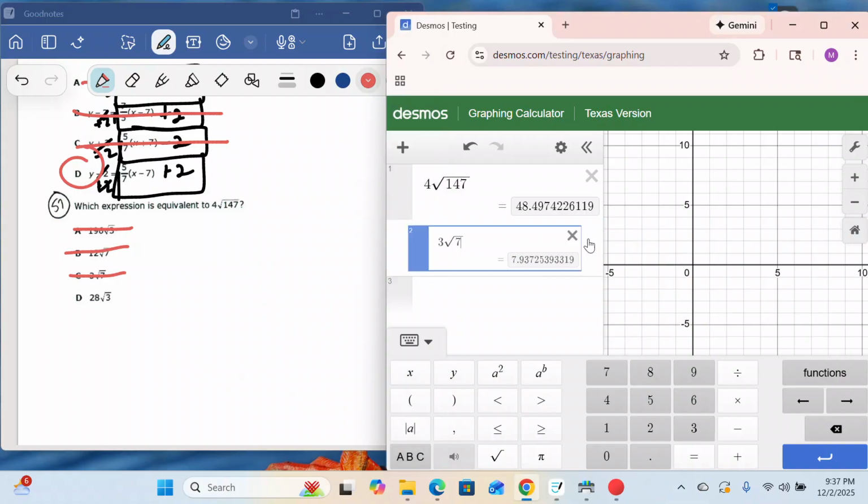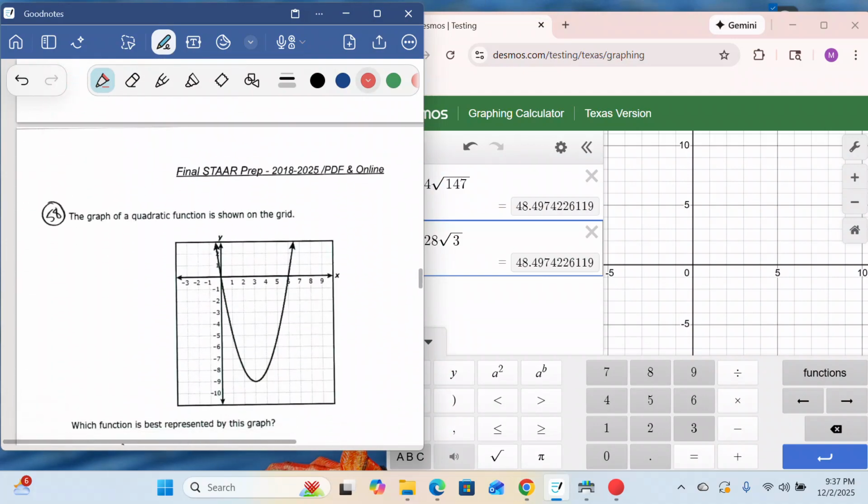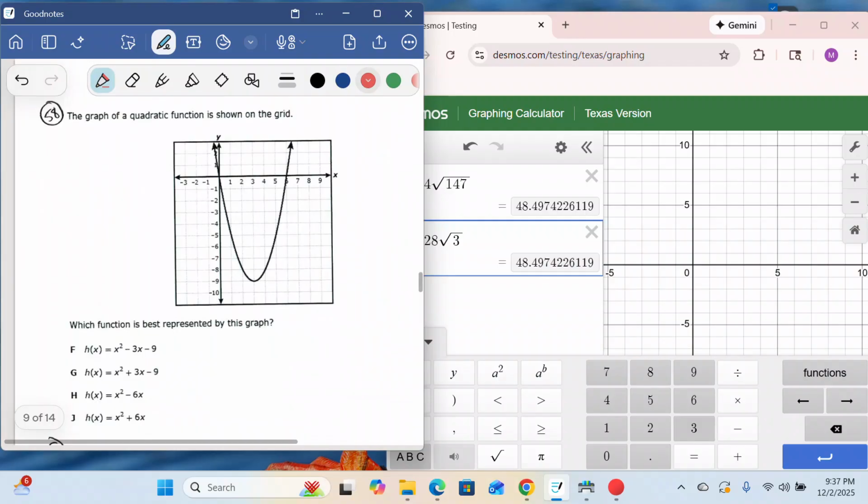So I'm going to go ahead and put 28 square roots of 3. So I'm going to input 28 square roots of 3. There it is. Our answer choice is letter D.